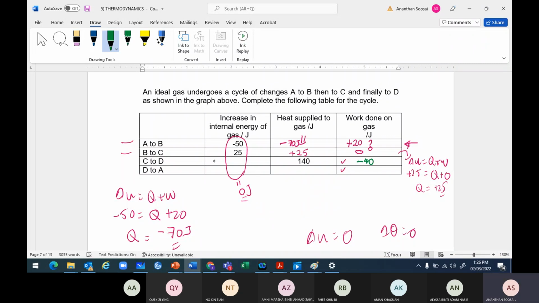So can you find the internal energy from C to D? C to D internal energy should be what? First law, Q plus W is your change of U. So 140 minus 40. This should be positive 100, right? So C to D internal energy should rise by positive 100.